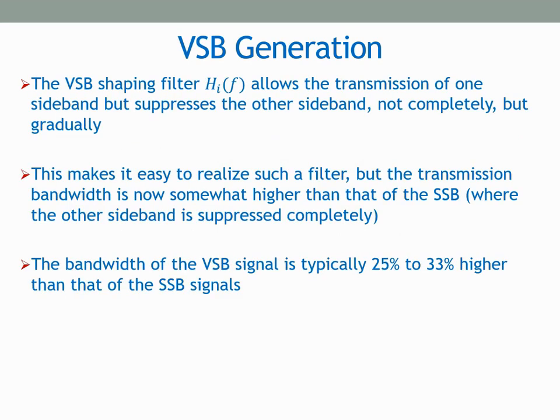Now, the VSB shaping filter H_i(f) allows the transmission of one sideband but suppresses the other sideband, not completely but gradually. This makes it easy to realize such a filter, but the transmission bandwidth is now somewhat higher than that of SSB, as we discussed previously. It's typically around 25 to 33% higher than the SSB signals, right?